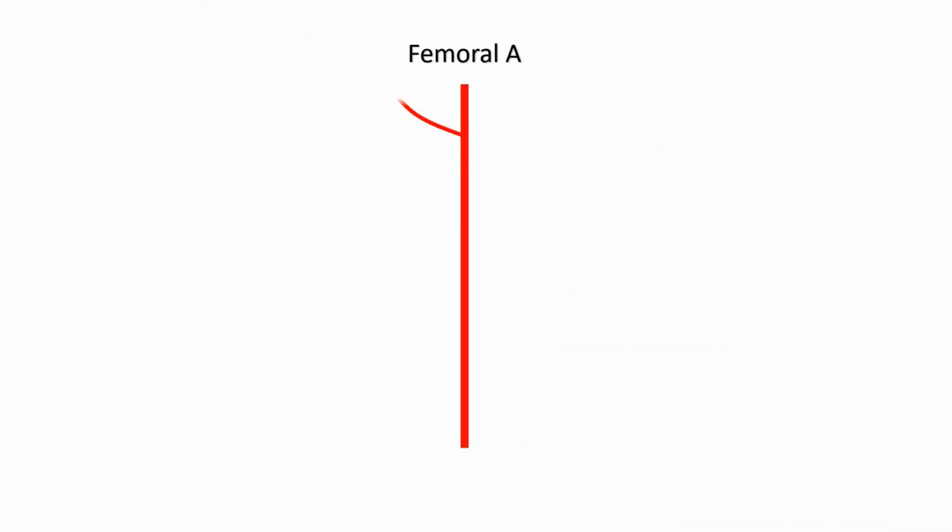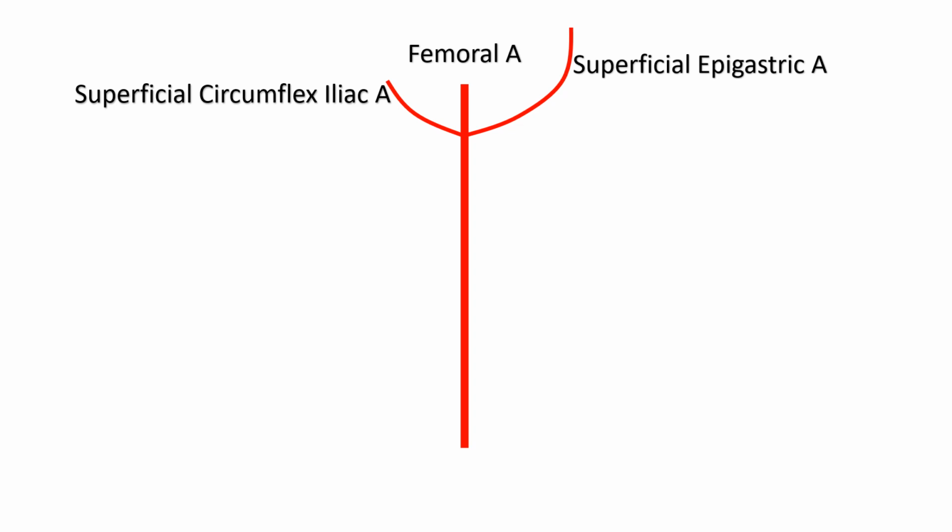The femoral artery will give off those branches very proximal to the inguinal ligament. Moving laterally and superiorly is the superficial circumflex iliac artery. Superomedially is the superficial epigastric artery. And then medial, going to the perineum, is the superficial external pudendal artery.